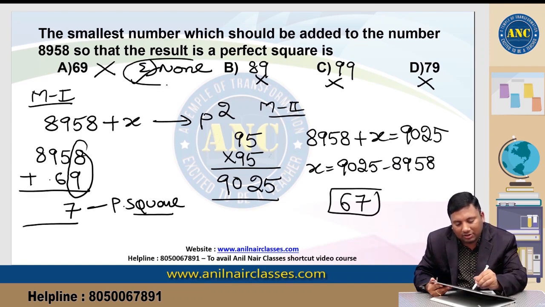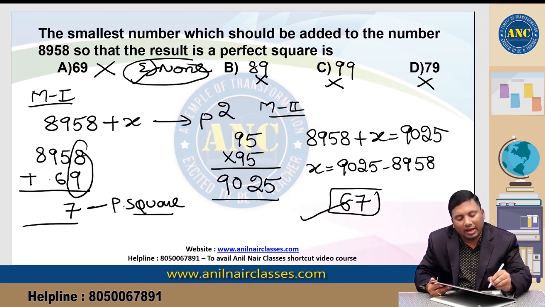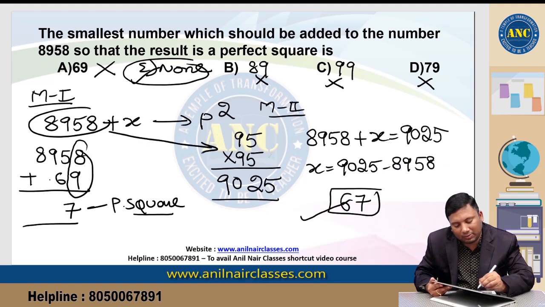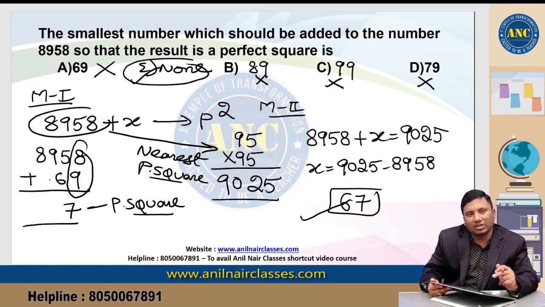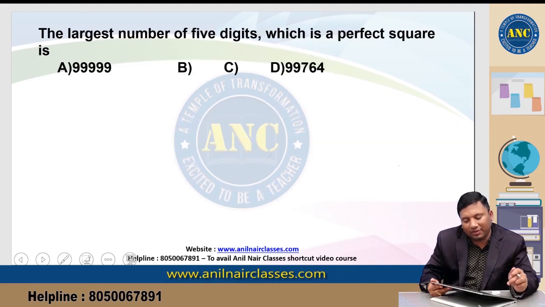That means 67 should be added. Answer, which number? None of this. 67 should be added to 8958. What is the nearest perfect square closer to 8958? From there you will get the logic. 95 into 95: 5 5s are 25, 10 9s are 90, 9025. 8958 and 9025, difference is 67. A perfect square never ends with 2, 3, 7 or 8.